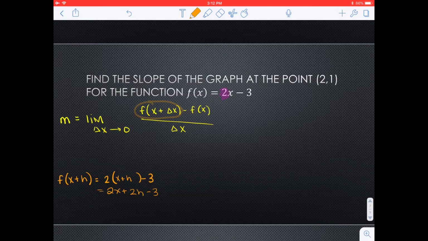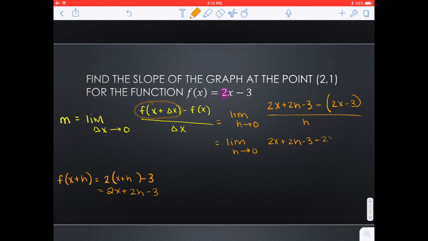So then I can go over here to my formula. And I can say, all right, I have the limit as h approaches 0, because I don't want to use the delta x's, of 2x plus 2h minus 3 minus my entire function, which is 2x minus 3, all over h. And I'm going to simplify that again. So limit as h approaches 0 of 2x plus 2h minus 3 minus 2x plus 3 all over h.